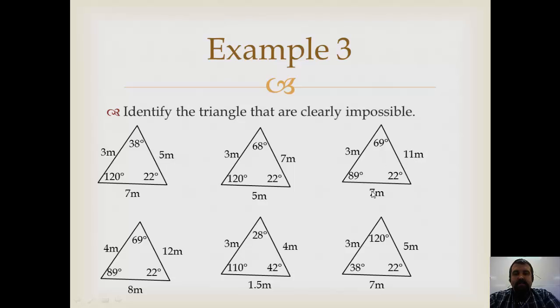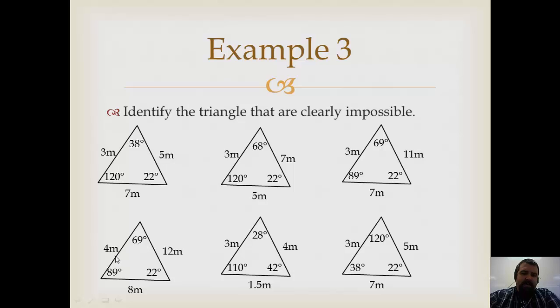Whoa, so 3 plus 7 isn't greater than 11? This is the only time it could possibly fail, is when I try and add up the two smaller numbers and checking to see if it's larger than the biggest number. So 3 plus 7 is not greater than 11. This one is actually impossible. Back in example 2, we couldn't say if it was impossible before, but now that we know 3 plus 7 here has to be greater than 11, and it's not, therefore it's impossible.